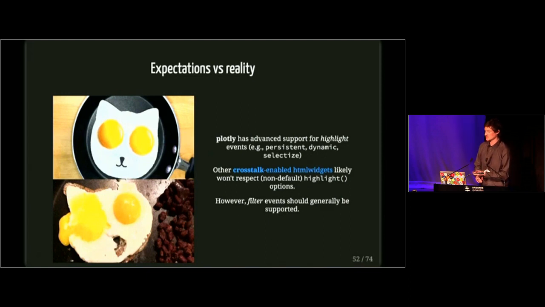So some of these packages might not support what I call persistent selection. It might just have transient selection, where when you make one selection and then make a new selection, that old selection is thrown away and just the new one is brought in. It might not respect that color widget where you can change the coloring of the highlighting, or this selectize argument.